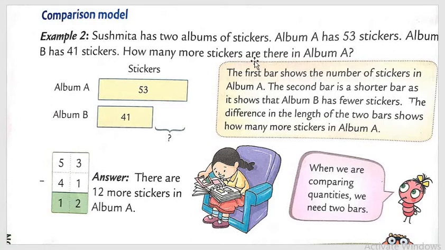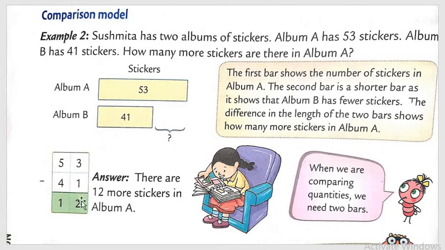So how many more stickers in album A? What do we have to do? Subtract. So we do 53 minus 41. 3 minus 1 is equal to 2. Then 5 minus 4 is equal to 1. Got my point? I hope you all understood. The answer is 12.